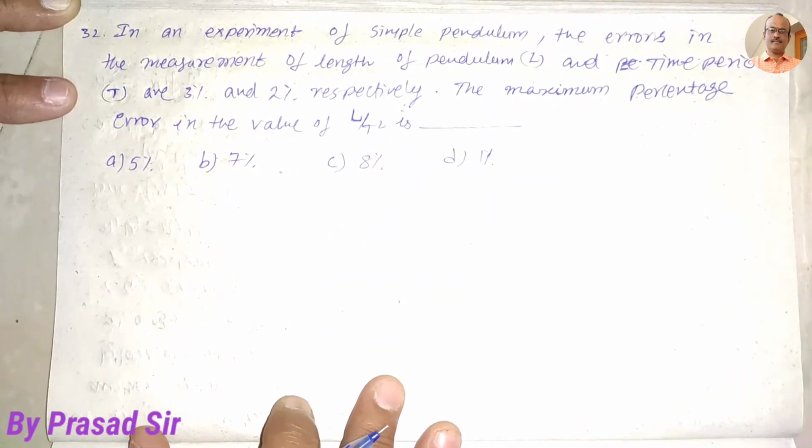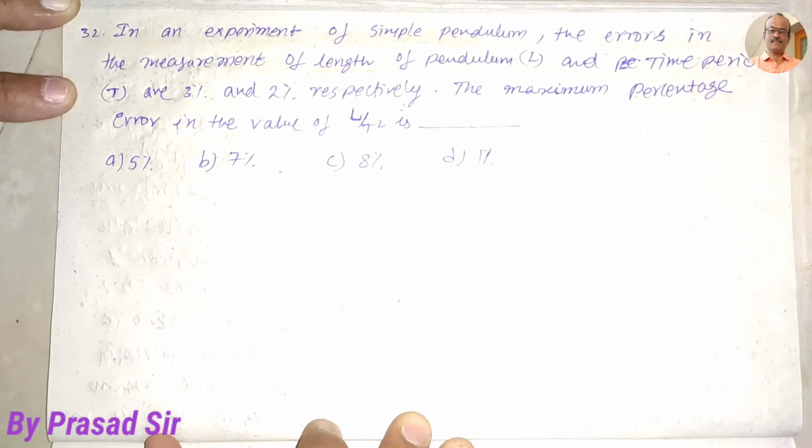Now the question number 32. In an experiment of simple pendulum, the errors in the measurement of length of pendulum L and time period T are 3% and 2% respectively. The maximum percentage error in the value of L by T square is how much?